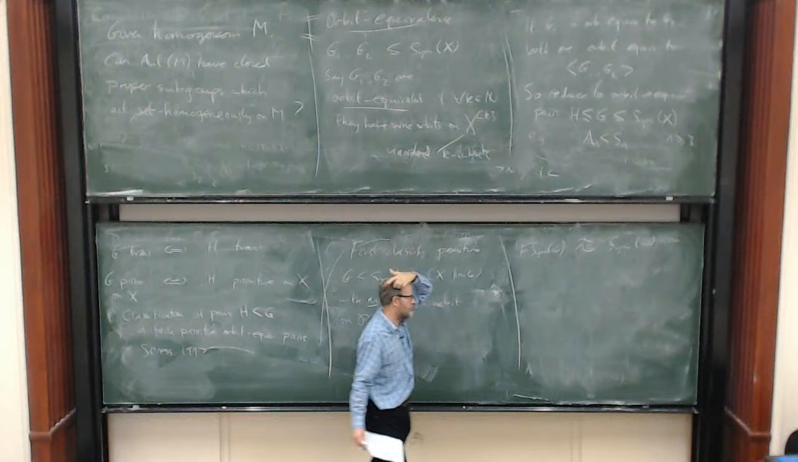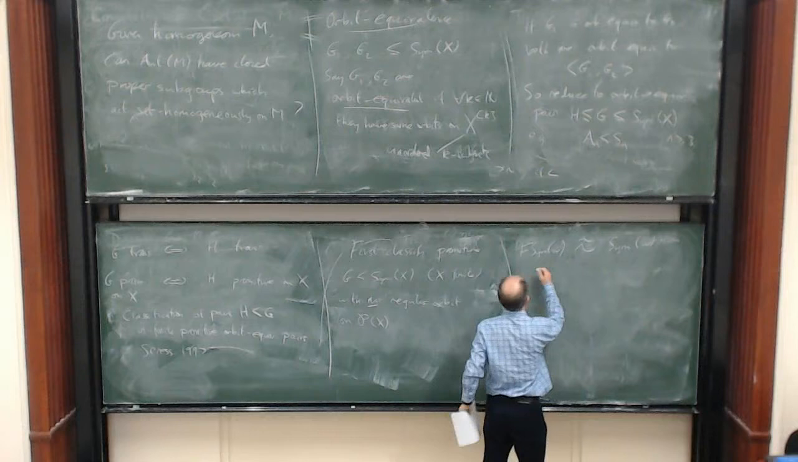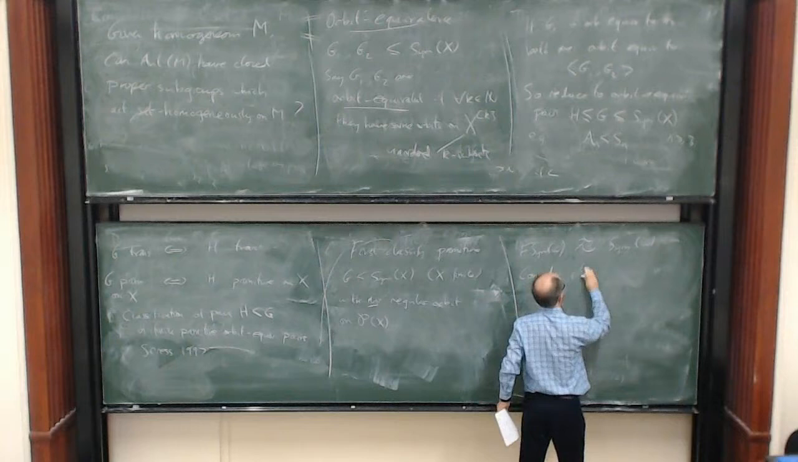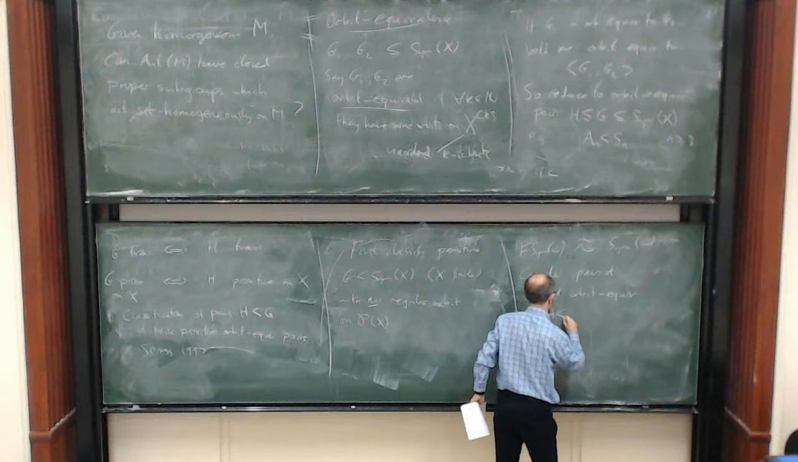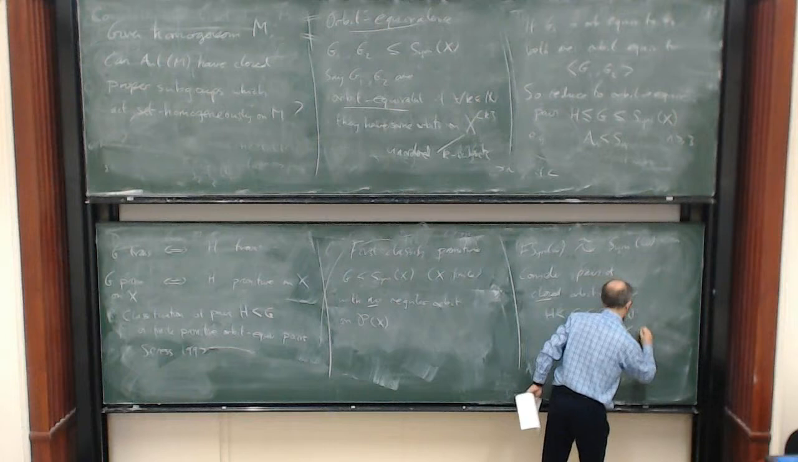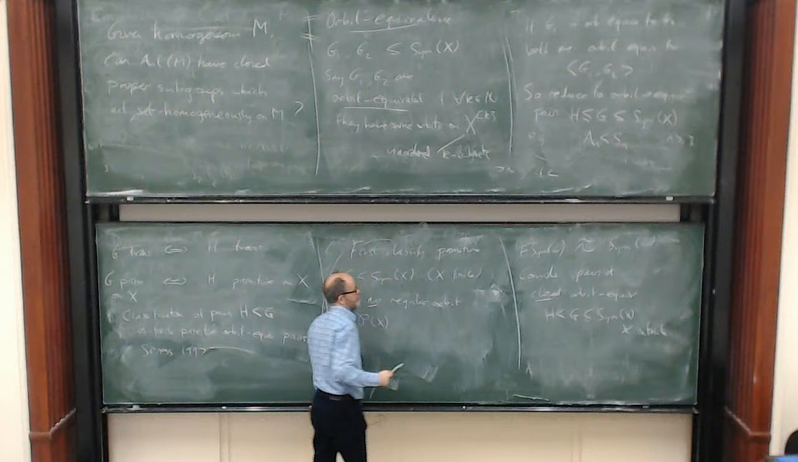So one can't hope to say anything sensible there, I think. So we consider pairs of closed orbit equivalent groups H contained in G, contained in Sym(X), X infinite. So what can I hope to say?